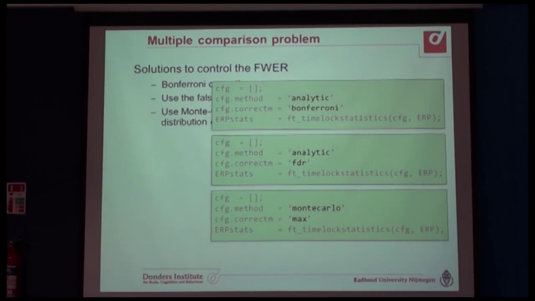And if you want to do a Monte Carlo statistic, then rather than specifying analytic, you specify that you want to use the Monte Carlo method for estimating the probability. And you can specify that you want to use the maximum statistic for controlling for false alarms. What you see here is that I'm showing ft_timelockstatistics. But basically, we have three functions that are the entry points: ft_timelockstatistics, ft_freqstatistics, and ft_sourcestatistics. And the functions only differ in the way that they do the data bookkeeping. The underlying machinery is the same for the three functions, but they take different data structures.